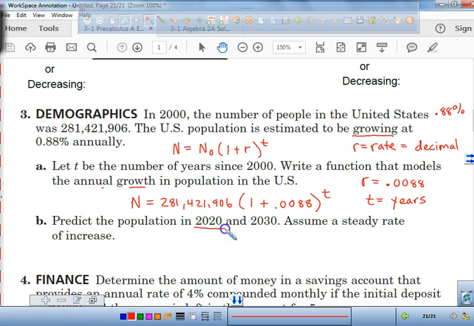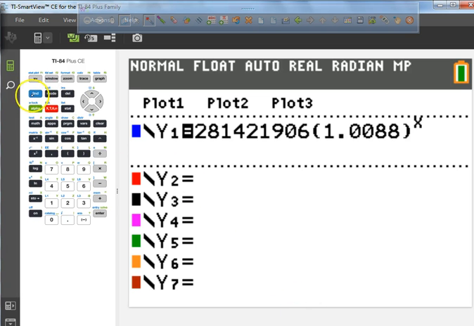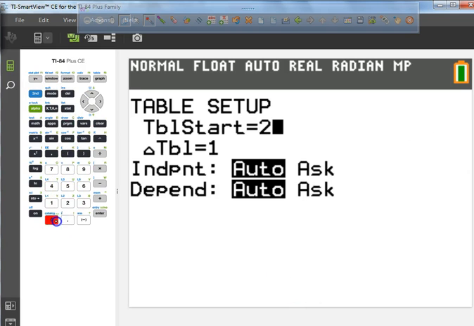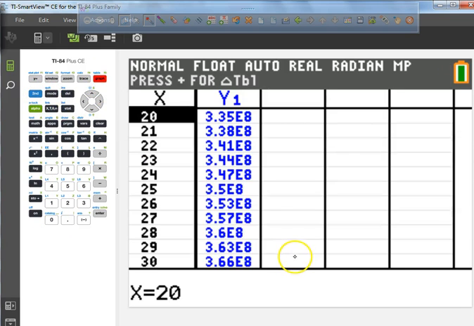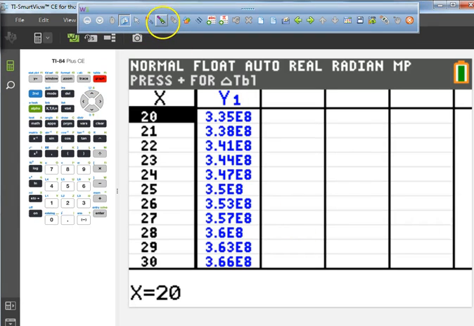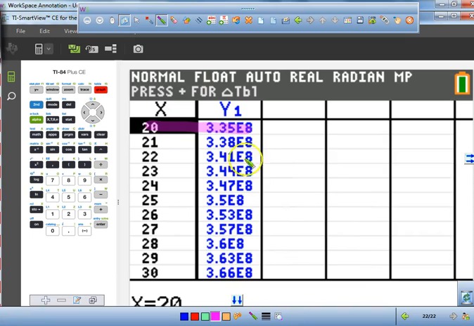Predict the population in 2020 and 2030. For 2020, your X value would be 20, because that's T years since what? T years since 2000. So evaluate it when X is at 20 and when X is at 30. For the second window, we're going to start the table at 20. And we have a couple of answers here. We've got this answer right here, and we've got this answer right there.